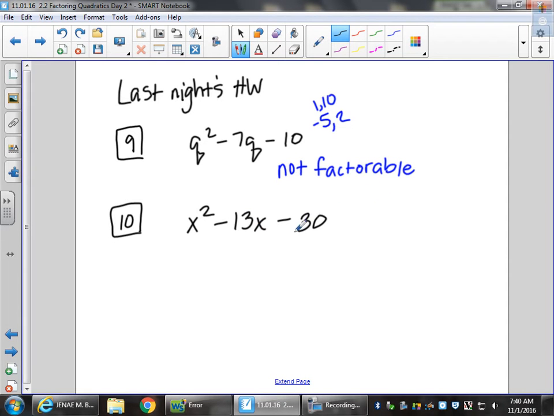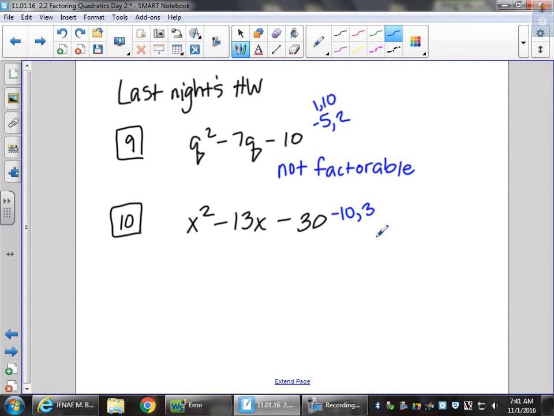So we're looking for factors of negative 30 that add to negative 13. What are we thinking? Negative 10, negative 3? Let's see, is negative 10 times negative 3 a negative 30? No. Because this C term is negative, both of these can't be negative, because if they're both negative, they multiply to a positive. So one of these being negative doesn't allow that to work.